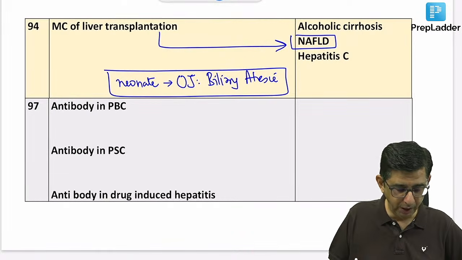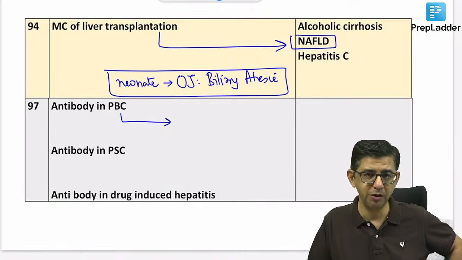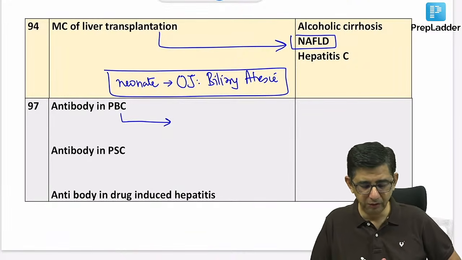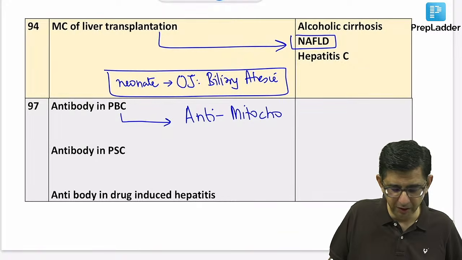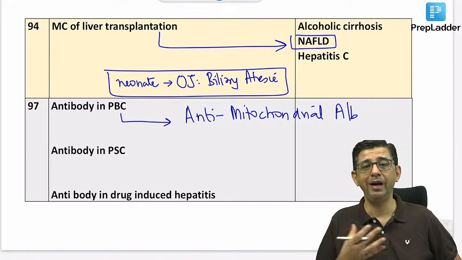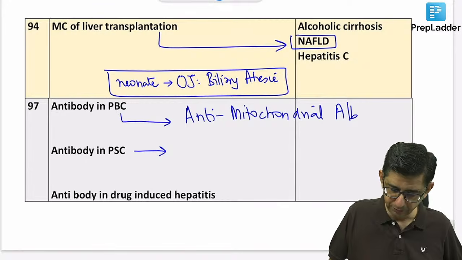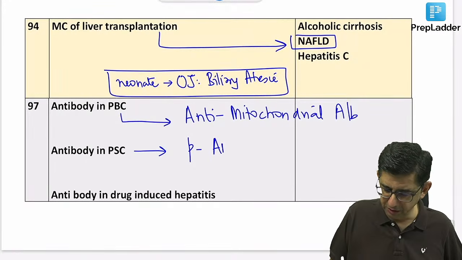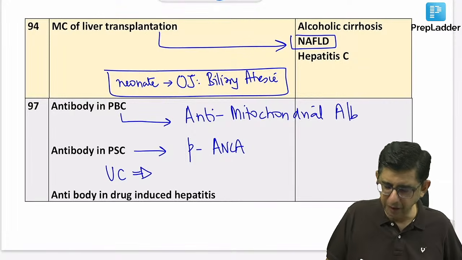Okay, what is the antibody in primary biliary cirrhosis, where there is fibrosis inside the liver? The antibody is AMA, which stands for anti-mitochondrial antibody. Very good, guys, you're getting very good answers there. If he asks about the antibody present in primary sclerosing cholangitis, this antibody is present in ulcerative colitis also. That would be P-ANCA.